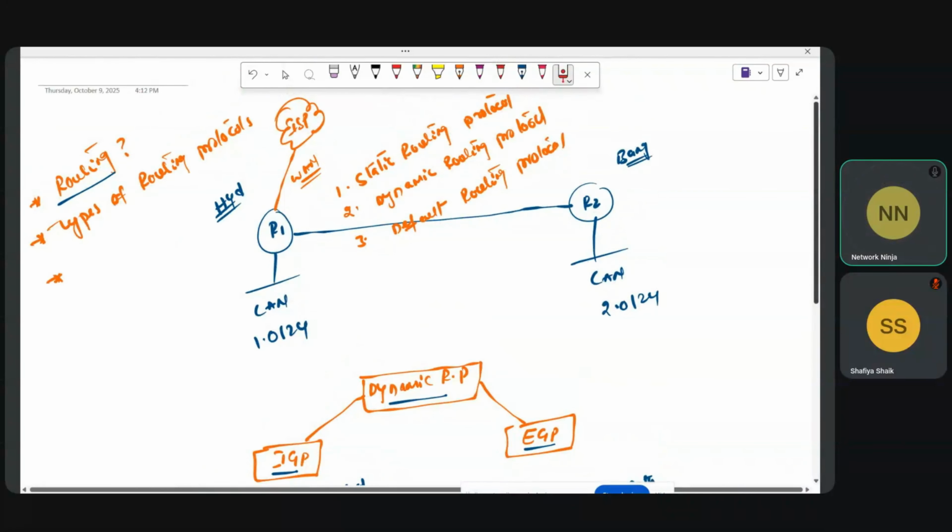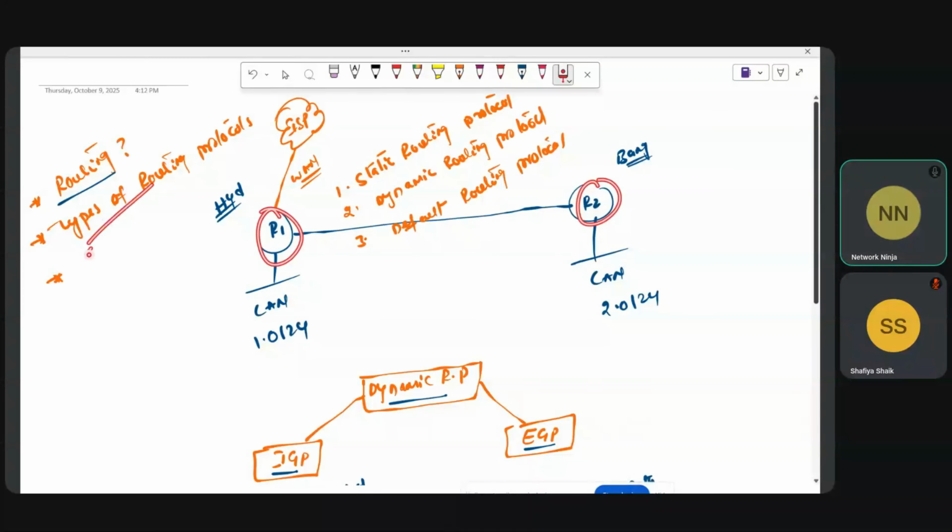So you need to select, based on your requirement, which protocol is suitable for your topology or your organization. So what is routing? Routing is a process to send a packet from one network to another network. We need to do routing in the routers.